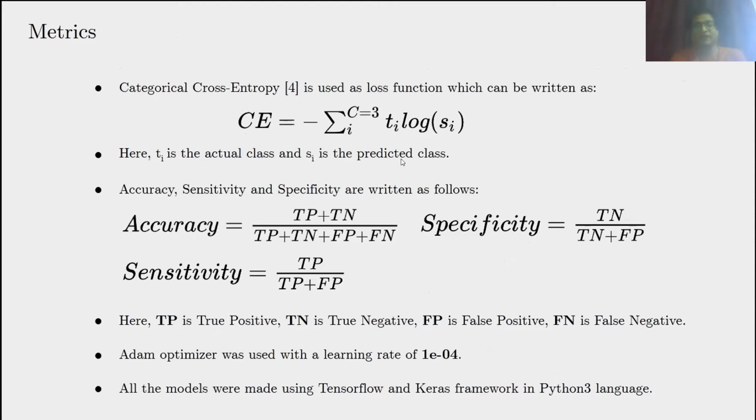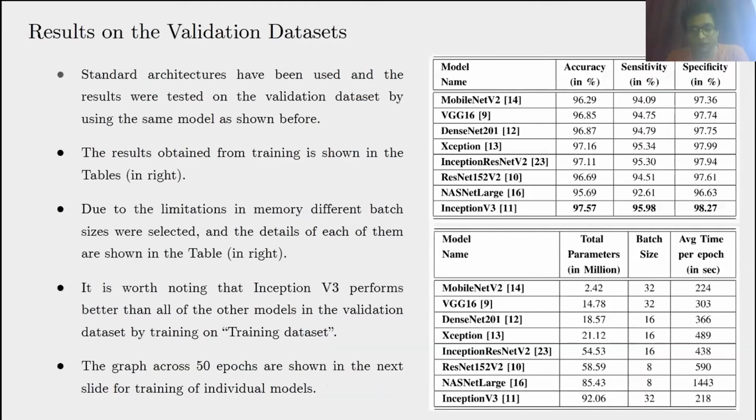For comparing the differences in metrics, we have used accuracy, sensitivity, and specificity, which can be written as these equations, where TP is the true positive, TN is the true negative, FP is the false positive, and FN is the false negative. For the optimization part, we have used the Adam optimizer with a learning rate of 1e-4. All the models were made using the TensorFlow and Keras framework in Python 3. And this code will be available shortly on GitHub. We will be sharing the link in the paper.